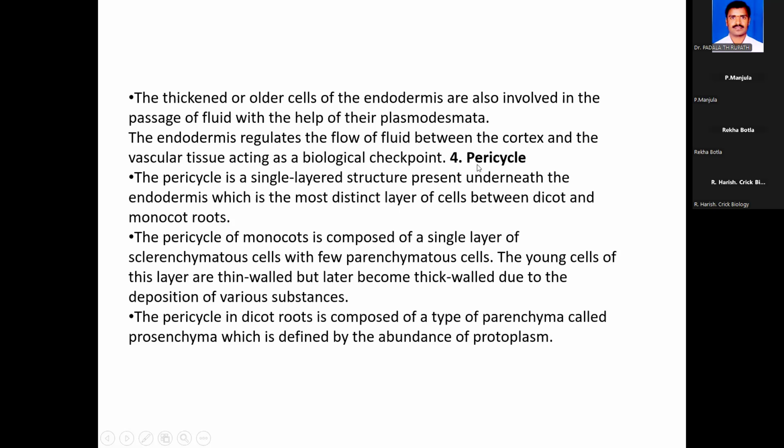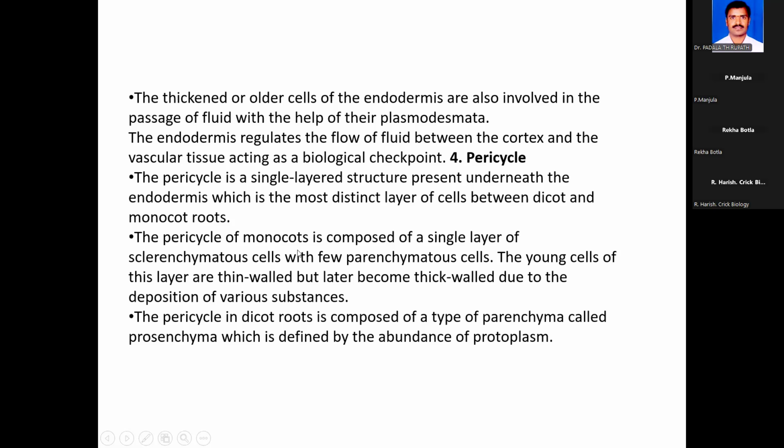And the next one is the pericycle. The pericycle is also a single-layered structure present underneath the endodermis, and it is the most distinct layer of the cells between the dicot and monocot roots.